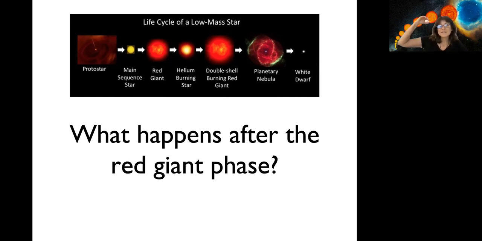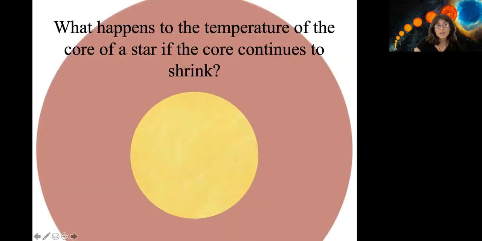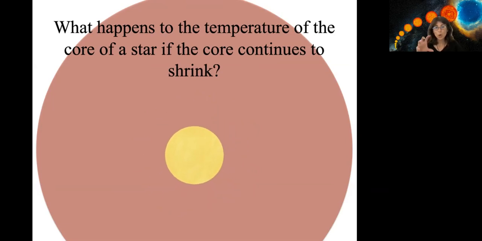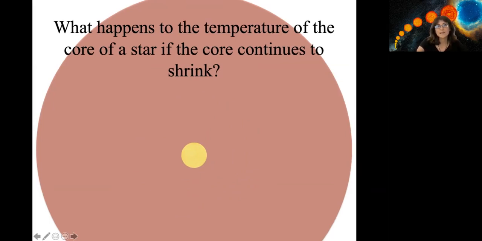So that's where we ended last time, and we were going to see what happens next. You can see already that there's going to be a little intermission, and then it goes back to being a red giant, and then it's the death of the star. So during this red giant stage, the core continues to shrink. And so my question, just to remind you: what happens to the temperature of the core of a star if the core continues to shrink? What happens to its temperature?